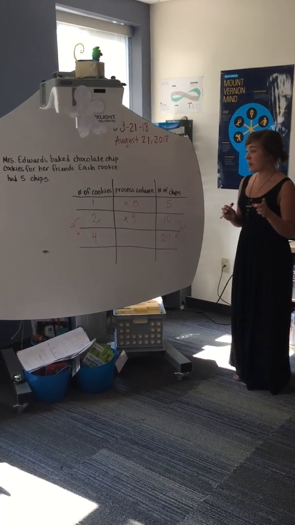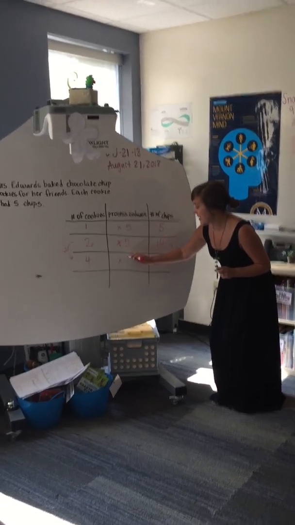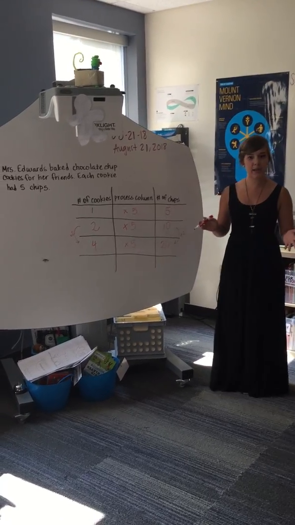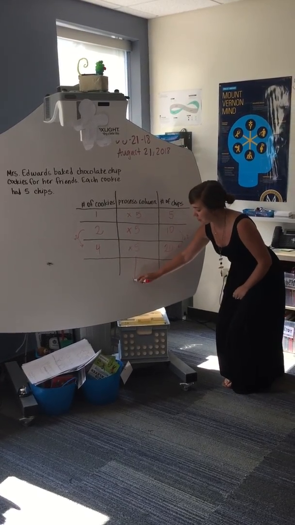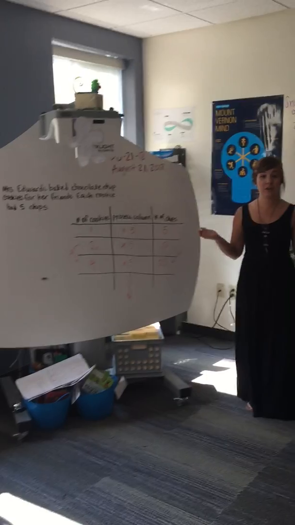One thing to remember is that our process column always remains the same. No matter what number I put into the side of the number of cookies, my process will always be times 5 for this problem. And that's how you do a ratio table.